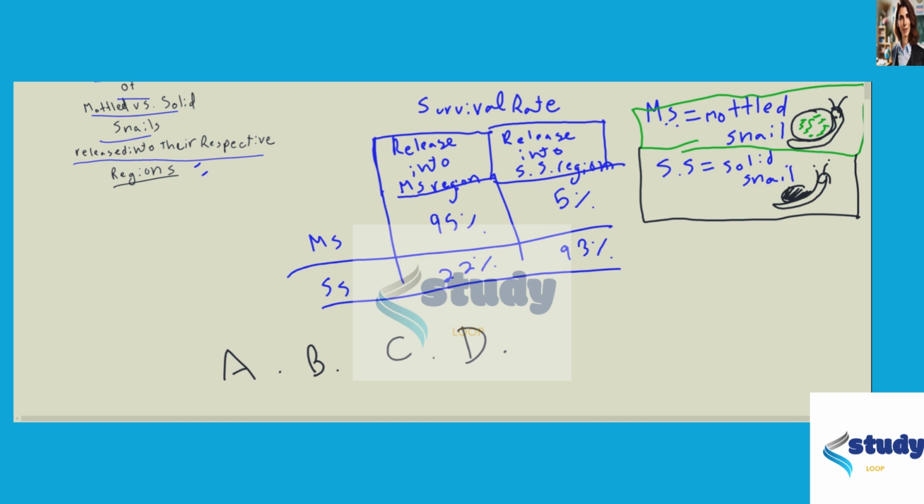So let's start out with option A. So basically, option A is a possible hypothesis is the coloration of the snail being dependent on environmental conditions. Camouflage in both mottled and solid snails is best during optimum environmental conditions. And it doesn't change according to the region in which they are placed.